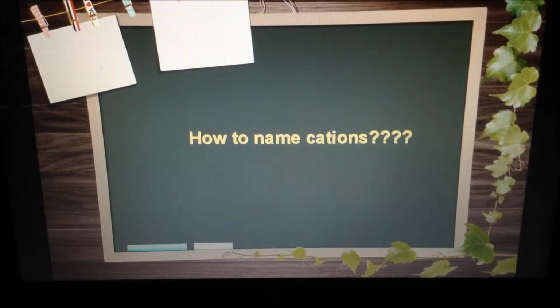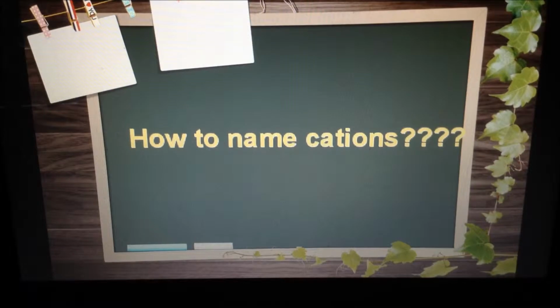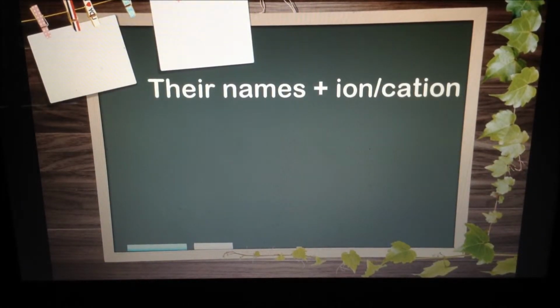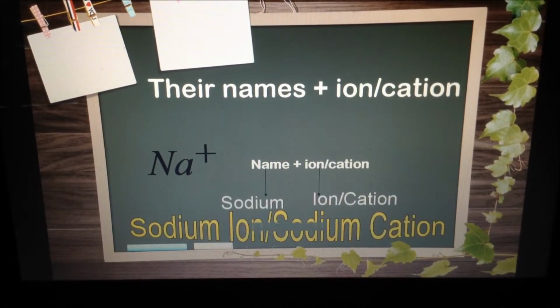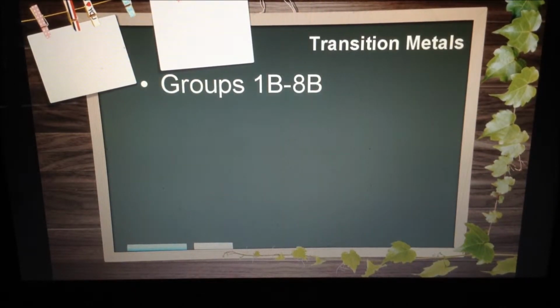Then how to name them? It's pretty easy. It's kind of like a formula. You write down their name first, and you add ion or cation. So here's an example. Sodium, right? Name plus ion or cation. Name, sodium, ion or cation. So it becomes sodium ions or sodium cations.